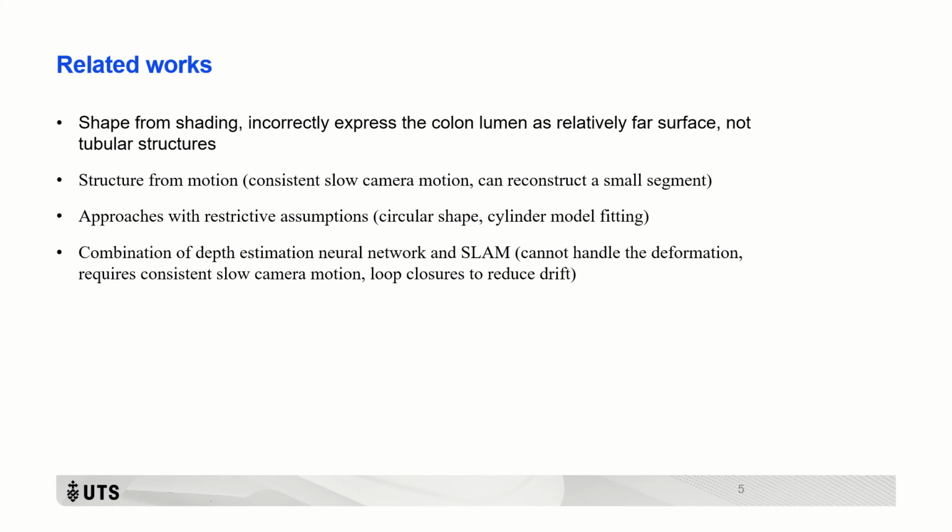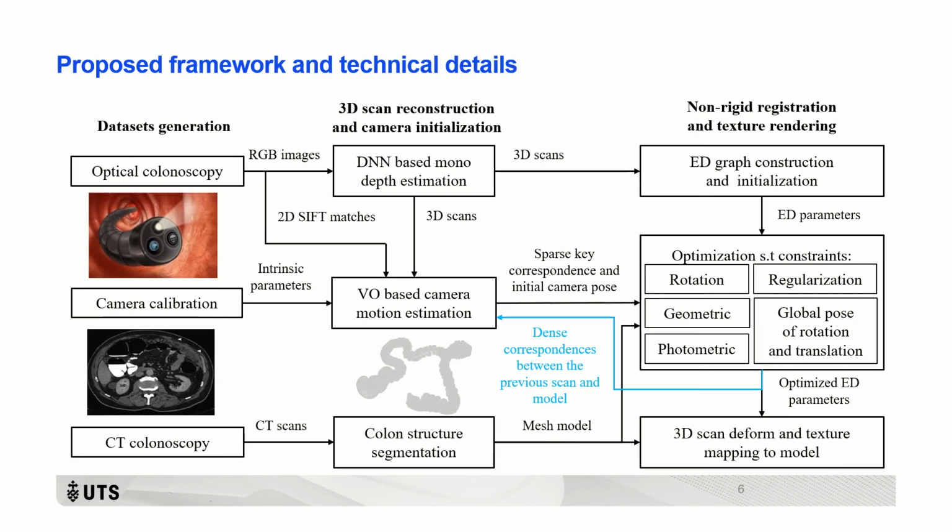For related works, shape from shading, structure from motion, and approaches with restricted subtrates are proposed to reconstruct only a segment of the colon map. And nowadays, a depth estimation neural network and SLAM are combined to reconstruct a 3D colon map. But this kind of work cannot handle the deformation and requires consistent slow camera motion, and there is no loop closure to reduce drift.